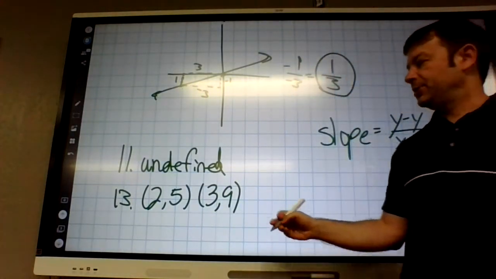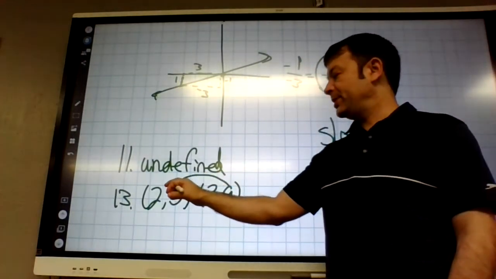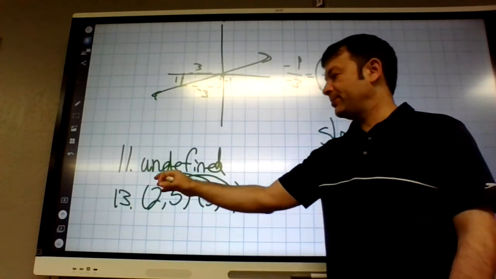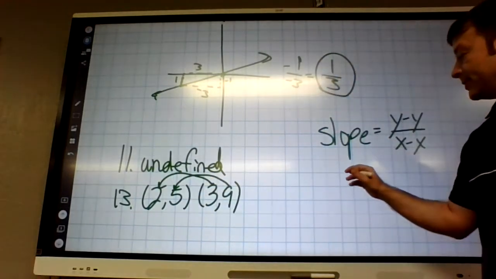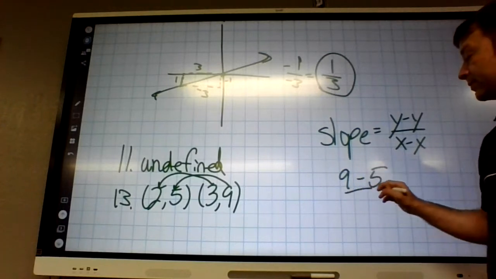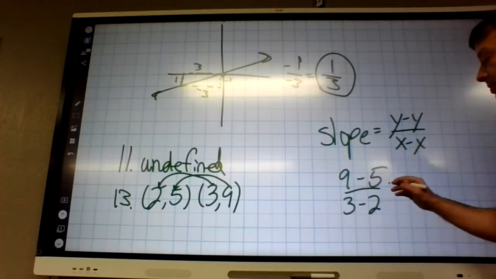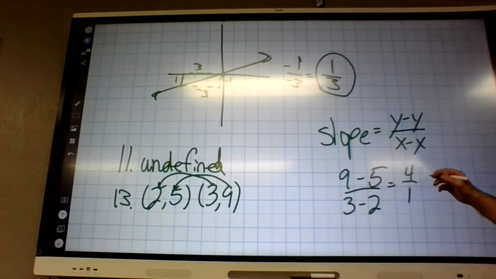So again, you can go either direction. If you go this way, you'll get positive numbers, so that might be easier. So 9 minus 5 over 3 minus 2 equals 4 over 1. That means for every 4 units the line goes up, it goes 1 over. That's what it means.